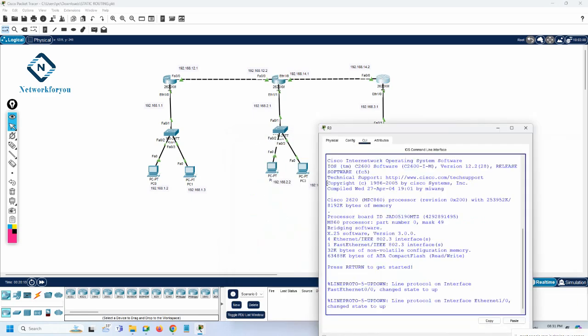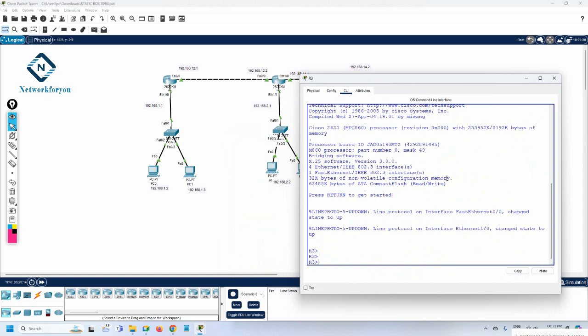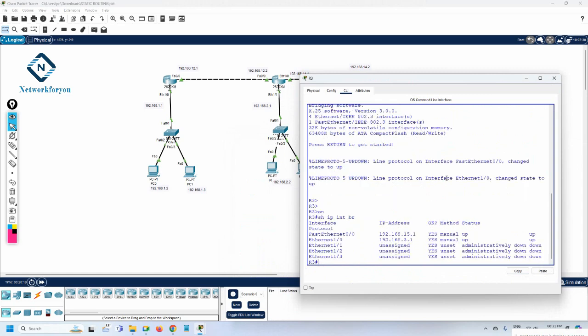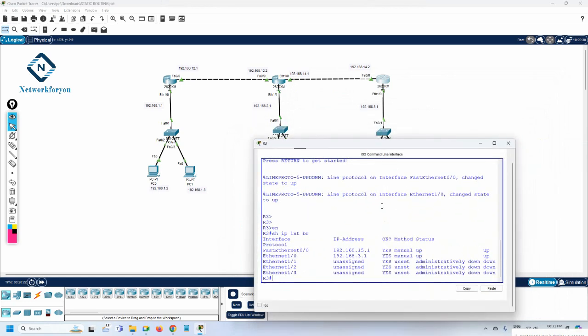Now let's go to R3 and verify here. Maybe here also we have an IP issue. So we will write show ip interface brief. Let's see what we are getting. If I look at FastEthernet 0/0, here we have the wrong IP. So we need to correct this IP.